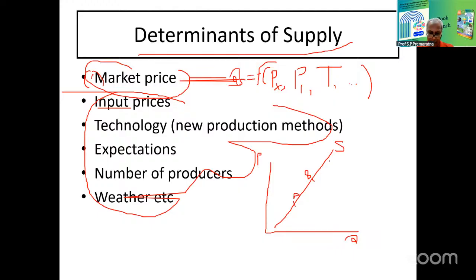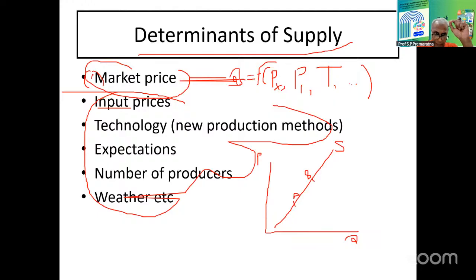This concept is what we call changing quantity supplied. There are two linked concepts here. One is the change in quantity supplied. The other is the change in supply. Now, when the market price changes, suppliers move along the supply curve. That concept is what we call changing quantity supplied.